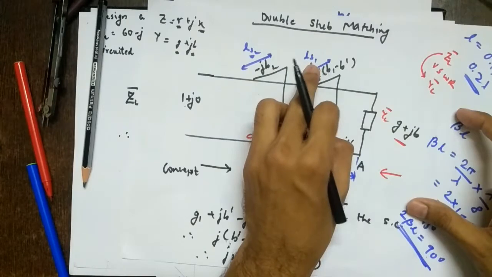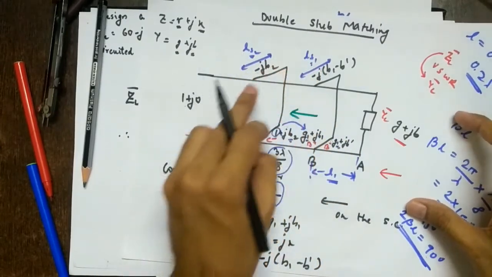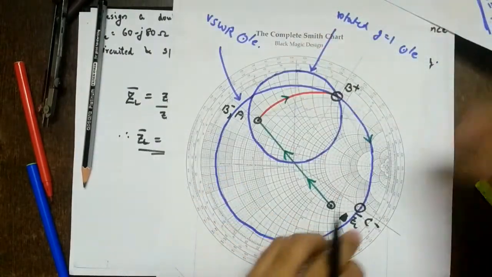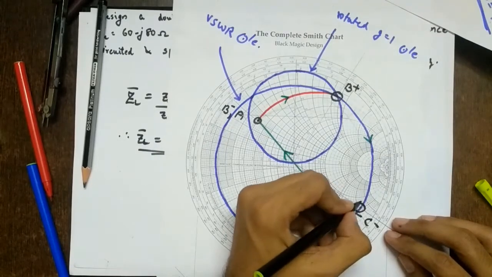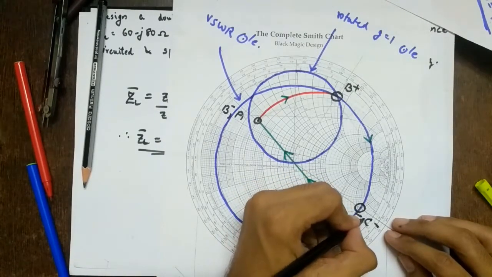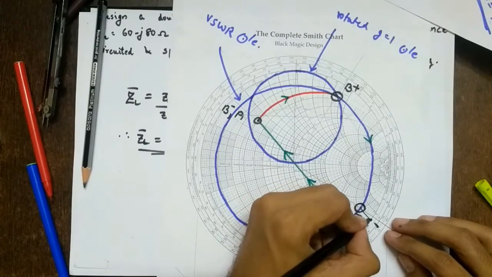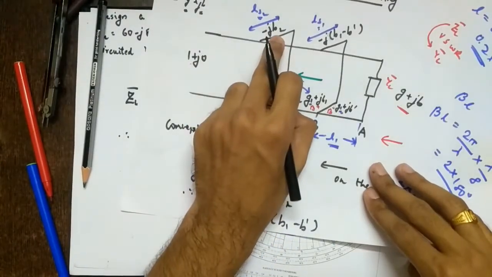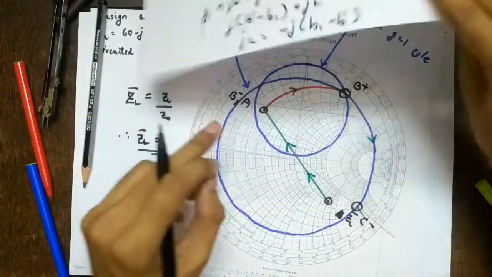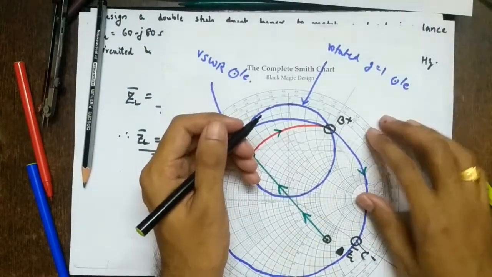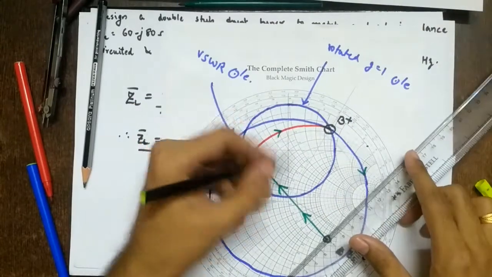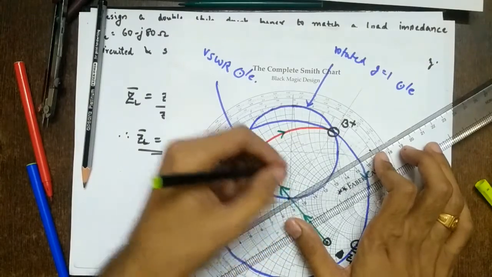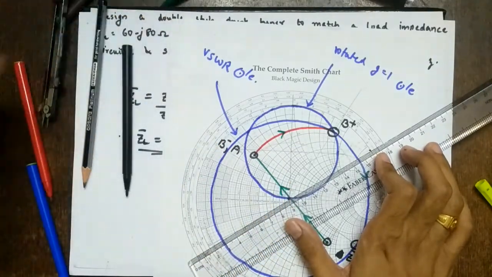So let's find LS2 first because it is simple. Minus jB2. So LS2 is for which point? Point C, so it corresponds to C minus and C plus. So C minus is this. So I'm getting this reactance as minus j 3.3. So what we have to do? Negative of this. Minus of minus j 3.3 will give j 3.3. So plus j 3.3. So 3.3 is somewhere here. So from here till here, I'll draw a line with red pen.